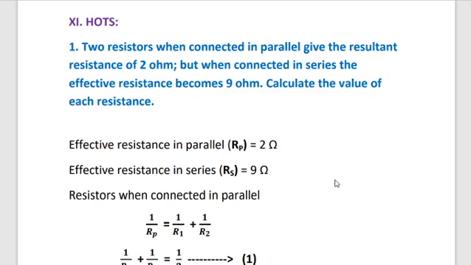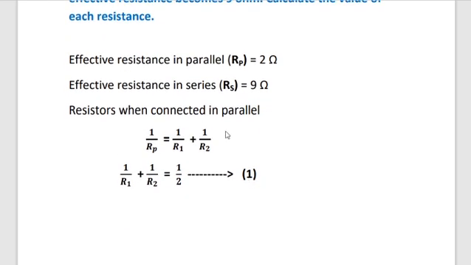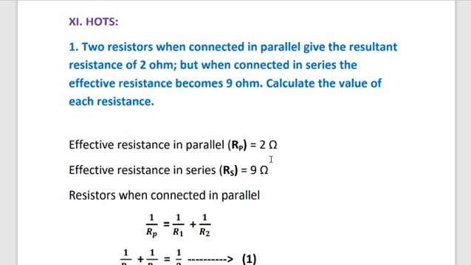They didn't give the resistance values of the two resistors, but we take two resistors connected in parallel, which gives the effective resistance Rp equal to 2 ohms. Both resistors connected in series means Rs equal to 9 ohms. For resistors connected in parallel, what is the formula? 1 by Rp is equal to 1 by R1 plus 1 by R2. So 1 by R1 plus 1 by R2 is equal to 1 by 2.